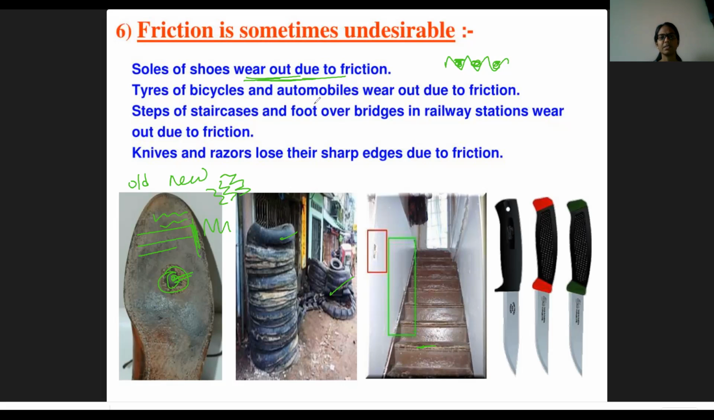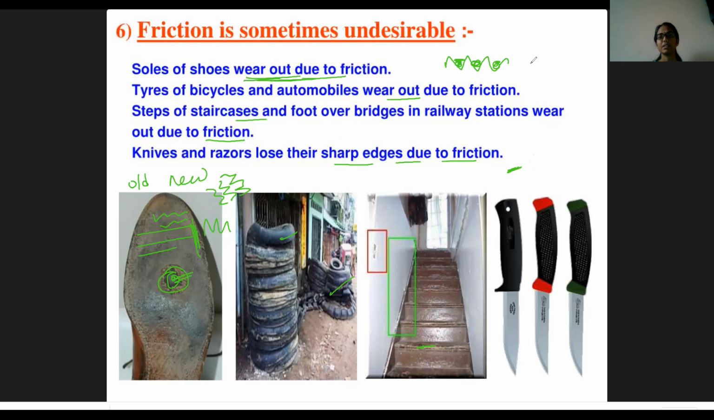And the tires of bicycles and automobiles suffer wear and tear. The steps of staircases and railway stations also wear due to friction. And knives' edges and razors lose their sharpness because of friction. New blades, you can see how sharply they work. After some days, what happened? They keep on working, but the sharpness is lost because of friction. So all this is the advantages and disadvantages of friction.